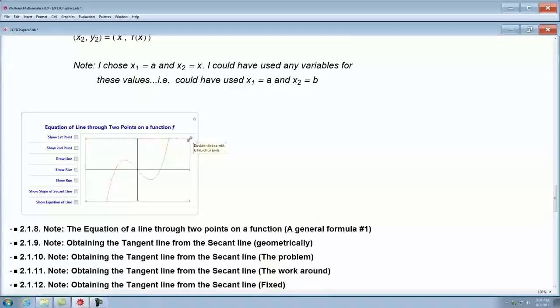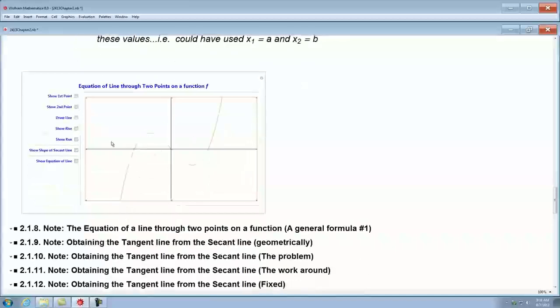Okay, so again, let's imagine that we don't know what this function is. It's just something. And I want to pick my first point. So my first point is this point right here.